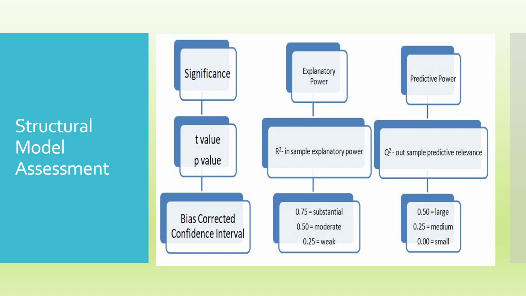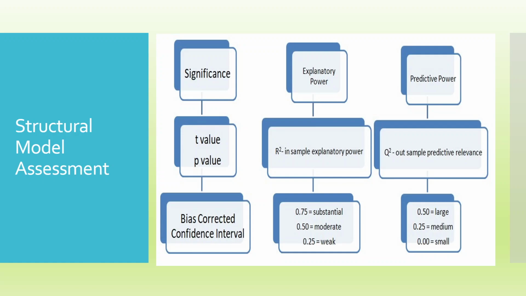The second thing which we check here is R square. R square is also known as the in-sample explanatory power, and its value ranges from 0 to 0.25, which is weak; 0.25 to 0.50, moderate; and 0.50 to 0.75 is substantial.